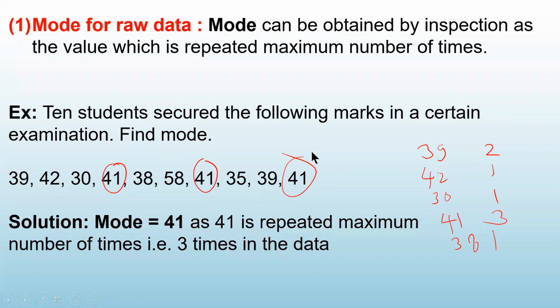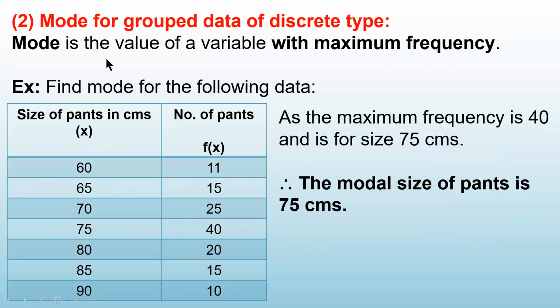Now, for this type of data, if it is a small data, then by mere inspection you can find out. But what about if this data is very big? Then it is better to group the data. So we will see how to find out the mode for the group data. Now, in group data also there are two types of data. One is discrete type, the other one is continuous type.